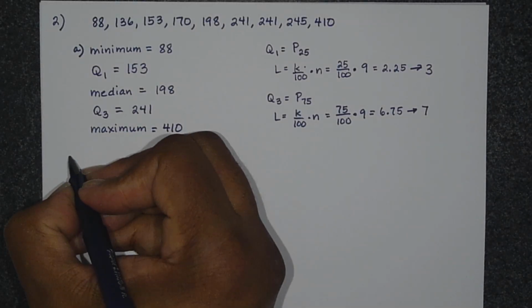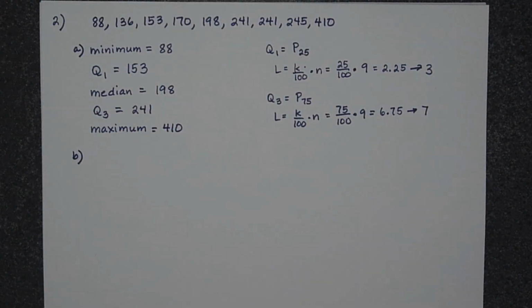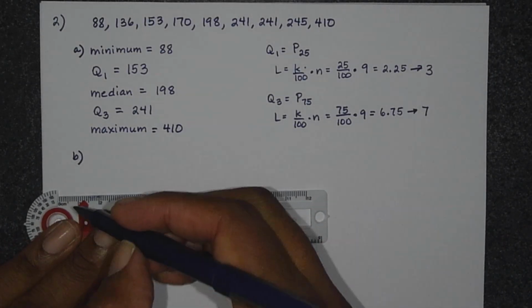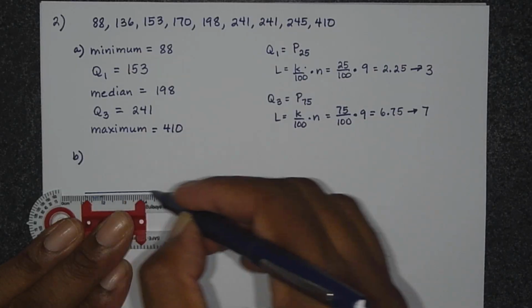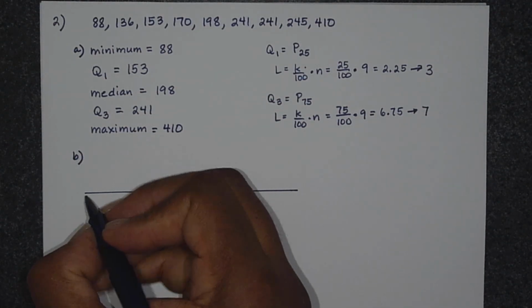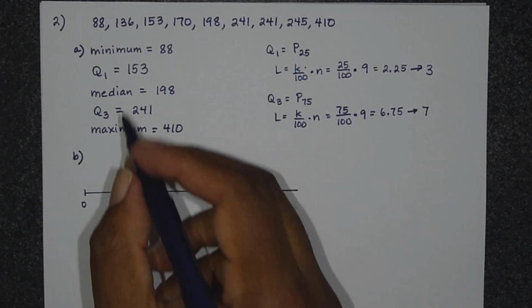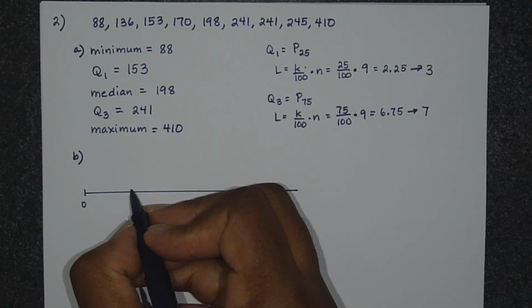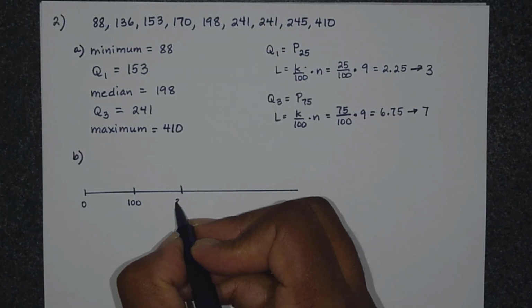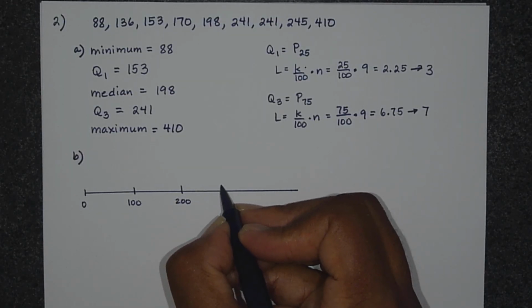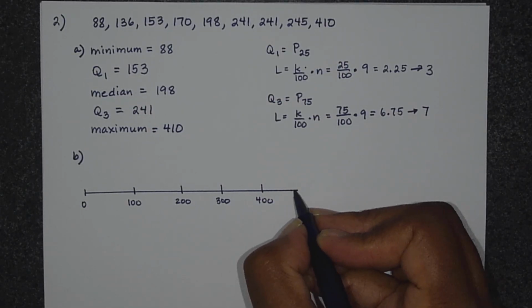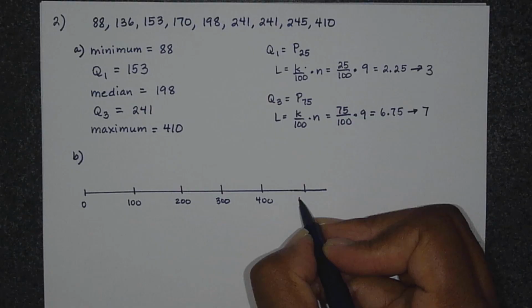Now in part B, they want you to use that five-number summary to construct the box plot for this data. Okay, so here's what we're going to do. I need a number line like this. And looking at this, starting at 0, this goes up to 410. So I'm going to do this in increments of 100. So 100 will be here, 200 would be here, 300, 400. Let's extend this out a bit to 500.